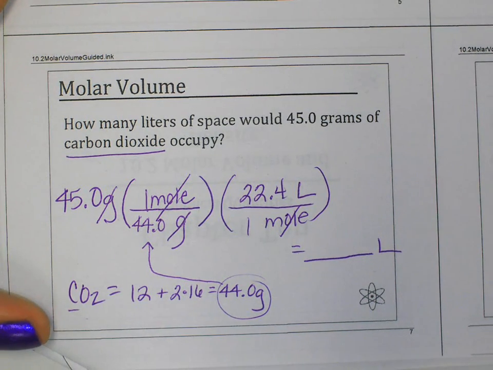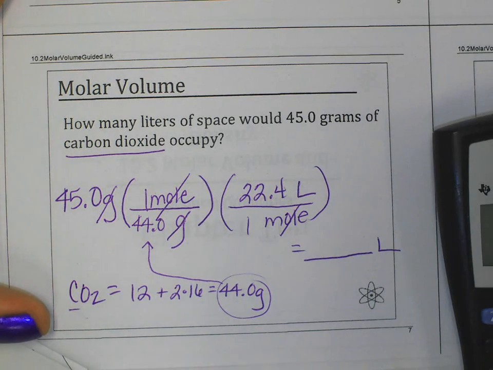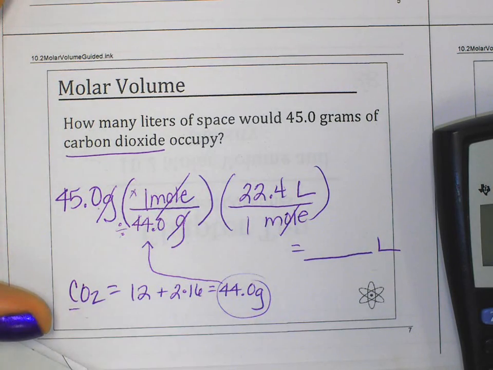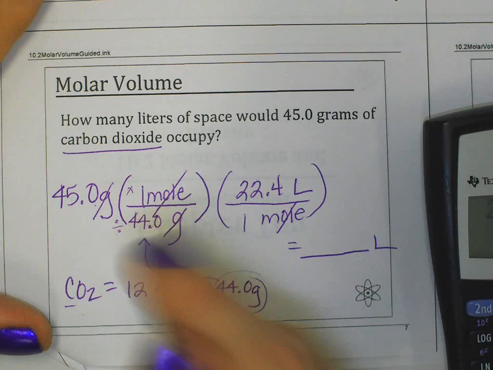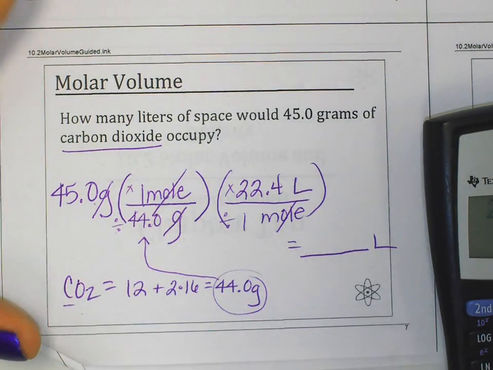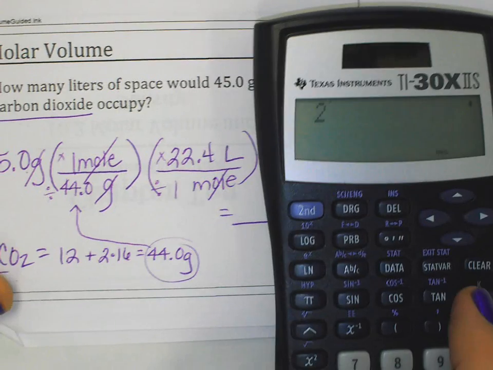All right, well, how do I solve this? The same way we solved any of them before. If it's on the top, you multiply. If it's on the bottom, you divide. And you just take them one at a time. So let's just do this on my calculator here and see what we get.